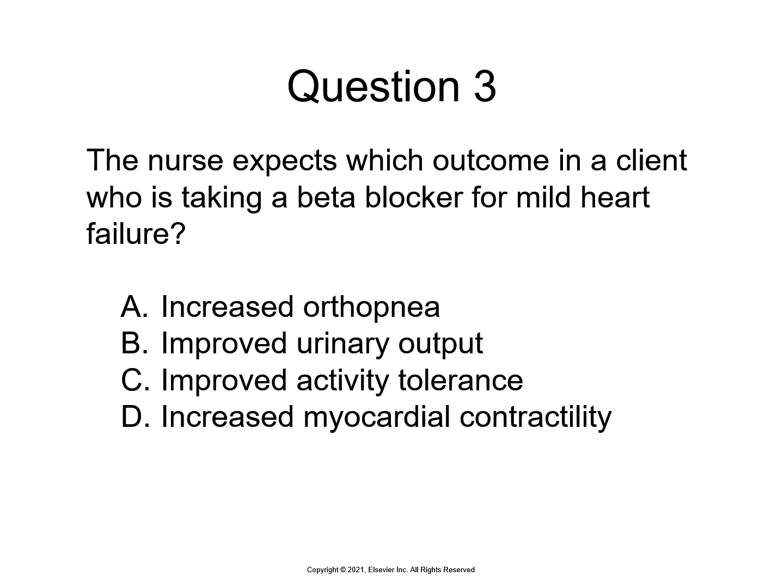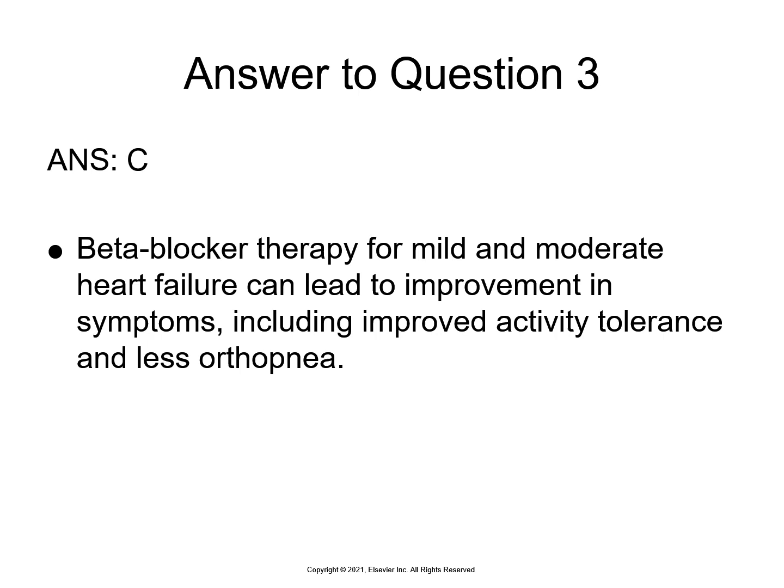So then question 3 is the nurse expects which outcome in a client who is taking a beta blocker for mild heart failure. So what do you intend to happen? What do you want to happen for these people? They're taking a beta blocker and they have mild heart failure. Do you want them to have an increase in getting up at night to breathe, increased urinary output, increased activity tolerance, increased myocardial contractility? Well, they're taking a beta blocker for mild heart failure. Your answer is you want them to be able to do things. You want them to have increased or improved activity tolerance and less orthopnea.